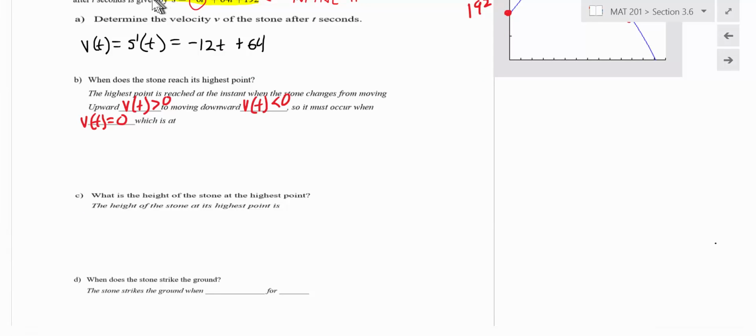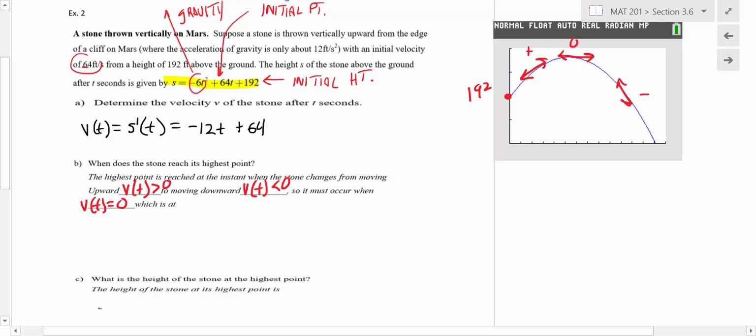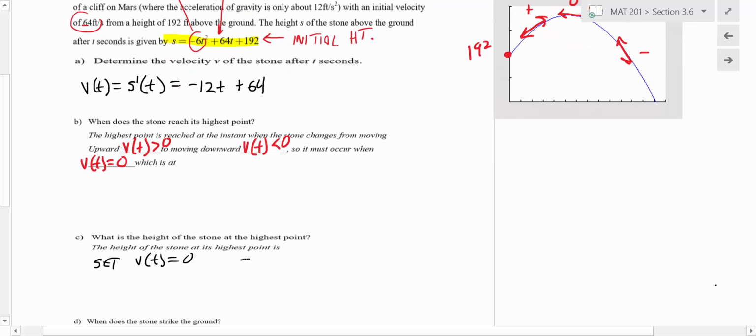So one way you can figure this out, if you want to find the height of the stone at the highest point, is you just set the velocity equal to 0. Because we know when the velocity is 0, we're at the high point, right? Because it's going to change directions. So what we do is we take the velocity that we found in part A, which is negative 12t plus 64, then we set that equal to 0, and then we'll have the time there. Now we have to find the time. We ultimately have to find the height too, though. Does that make sense why I'm doing that? Velocity is 0 at its maximum height, right? Is that sensible? Tangent line's horizontal.